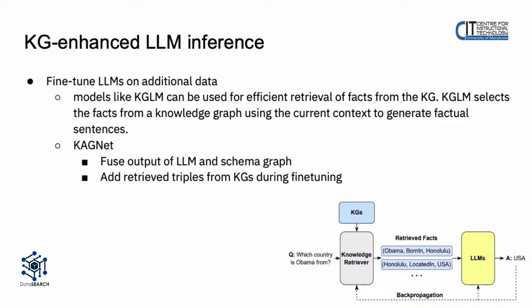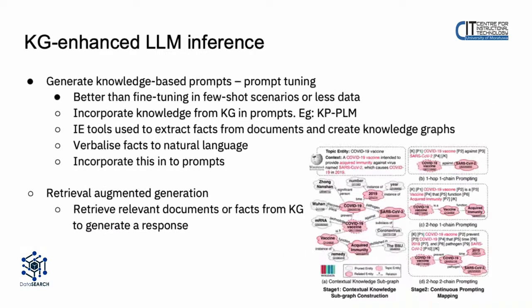And you can search through these models. There's another model called CagNet. It's again using a fusing approach to actually get the schema graph and get the graph embedding and fuse them and use this in fine-tuning. One latest technique now, as I said before, is that even in LLMs, there is a lot of research happening on prompt tuning.